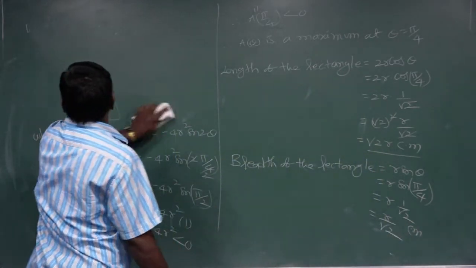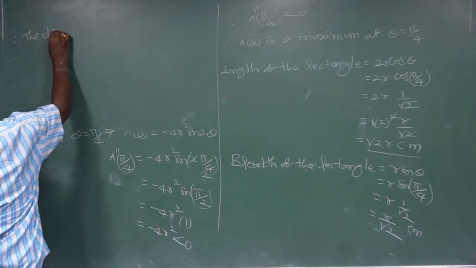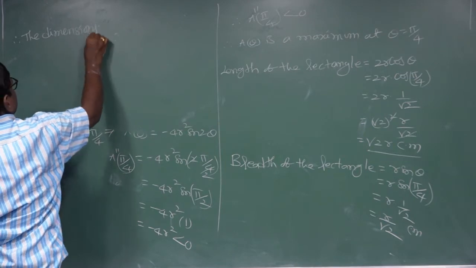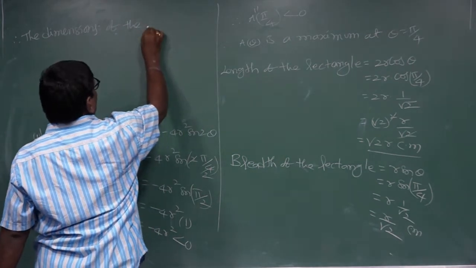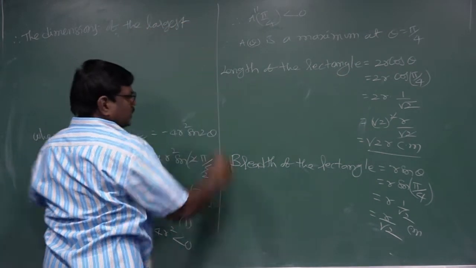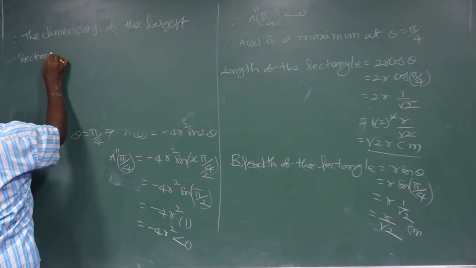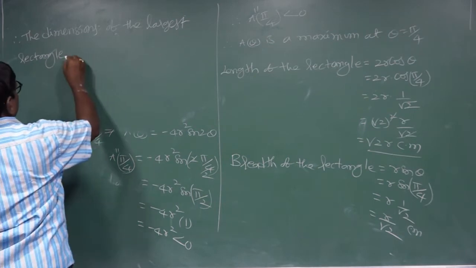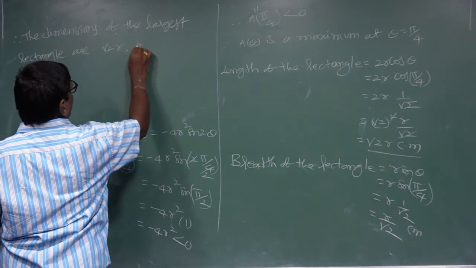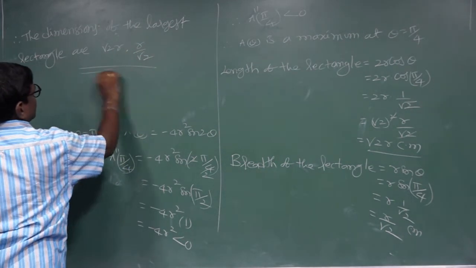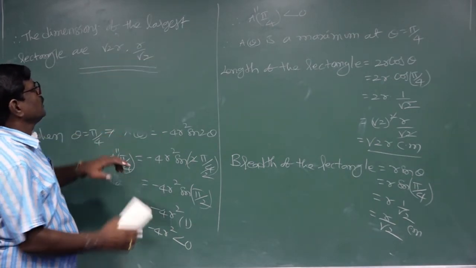Therefore, the dimensions of the largest rectangle are root 2 r comma r by root 2. This is the answer: the length equals root 2 r, and the breadth equals r by root 2 centimeters.